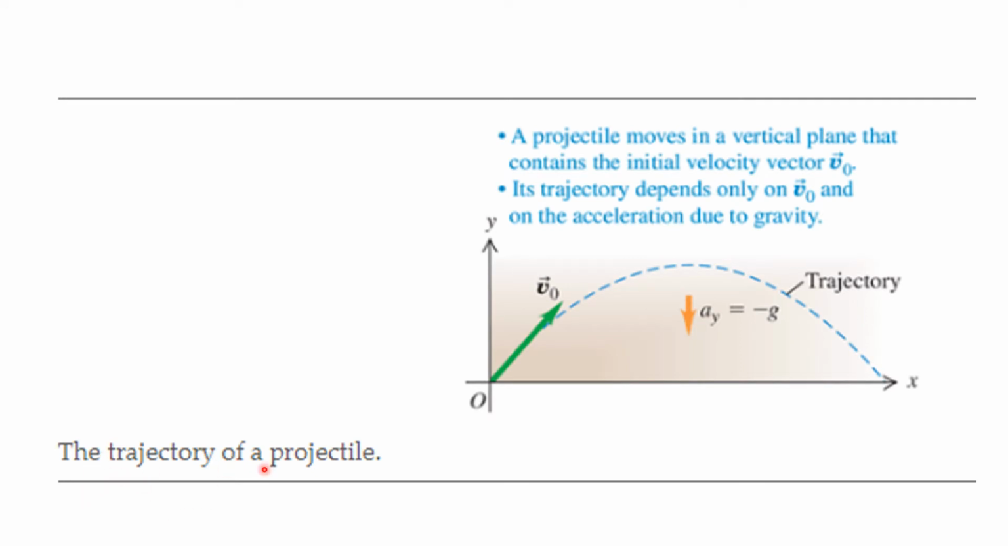So we're talking about the trajectory of a projectile. A projectile moves in a vertical plane that contains the initial velocity vector v sub 0, which is shown here, and its trajectory depends only on the initial velocity vector and on the acceleration of gravity. The acceleration of gravity is down, so that's going to be minus the number g, minus 9.8. And when you track that, it will be in the shape of a parabola, as we've seen before.